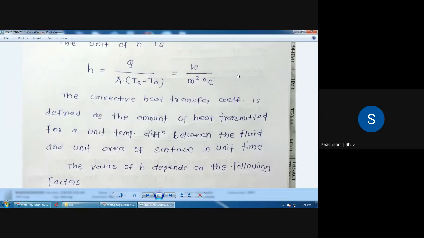Write down: the convective heat transfer coefficient is defined as the amount of heat transmitted for a unit temperature difference between the fluid and unit area of surface in unit time. So this is the definition of the convective heat transfer coefficient.